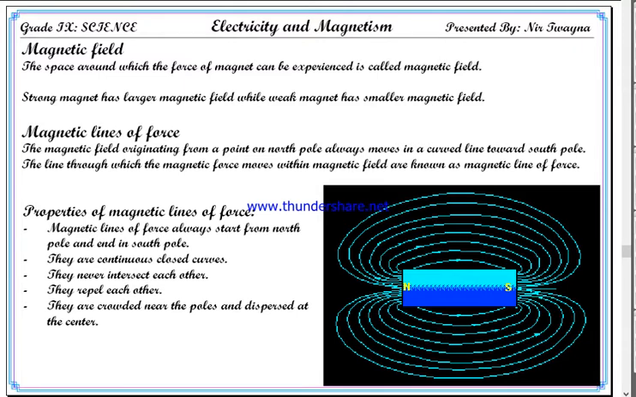My dear students of grade 9, this is your science class, and in your science class, we have been discussing the lesson electricity and magnetism. After our previous class, we have finished all the parts related to electricity. Now we are going to deal with magnetism.